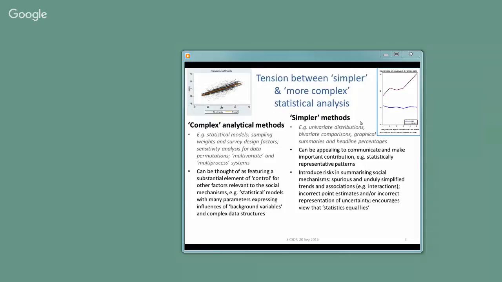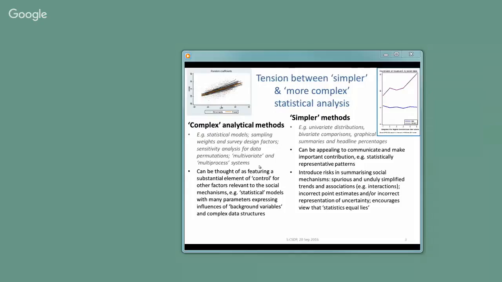So complex analytical methods are more complicated in order that, in one way or another, they can take account of more variables, a multivariate approach, taking account of more measured things about people. But there are also other features of more complicated analysis, different approaches to modeling, and other forms of statistical summary.